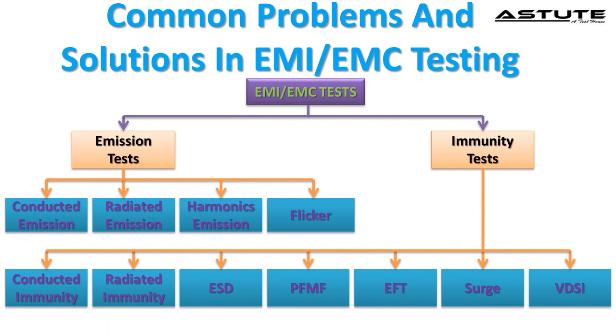Welcome to a brief presentation of common problems and solutions in EMI or EMC. EMI or EMC tests are differentiated into two categories, that are emission and immunity. That is given in the tree diagram.